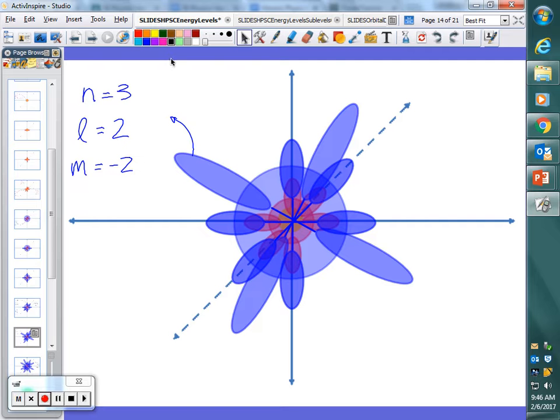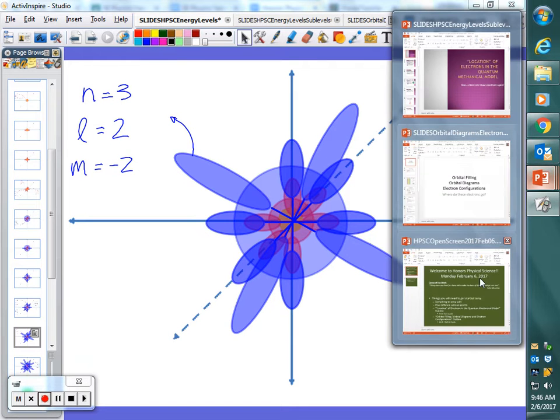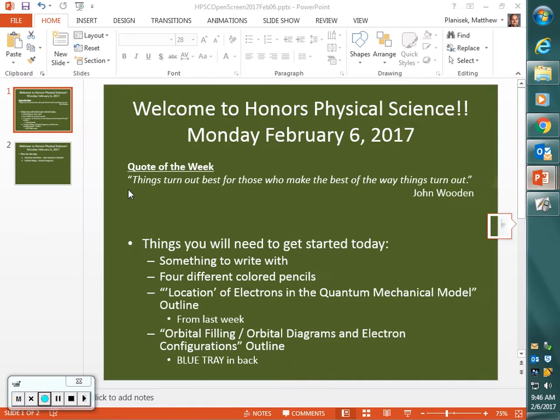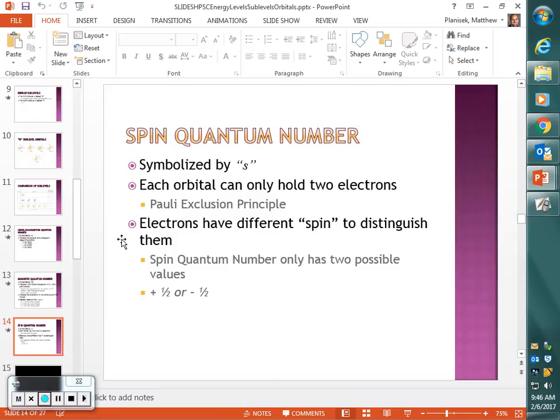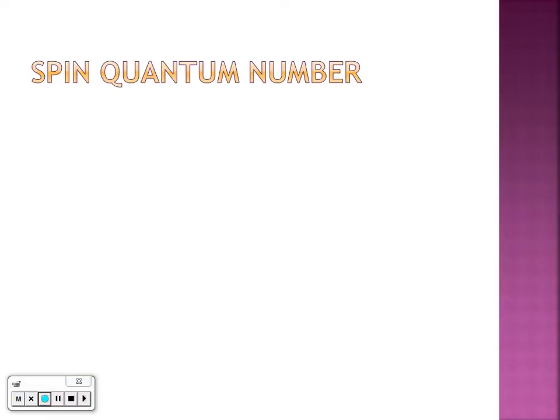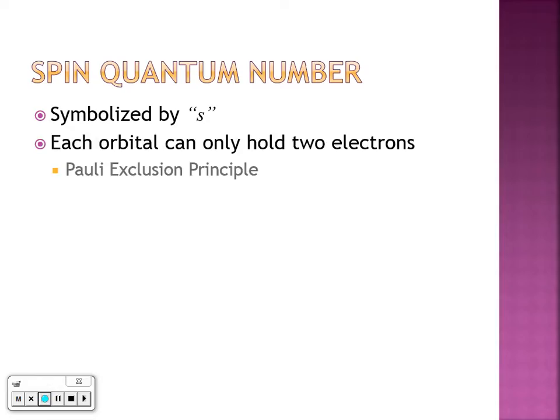Okay. All right, to finish up your outline, let's go to the very last page. The spin, and talk about the spin quantum number. So, we use the S letter to represent the spin quantum number. The spin quantum number is important because, we kind of mentioned this on Friday before we left, but just to review or refresh our memory.